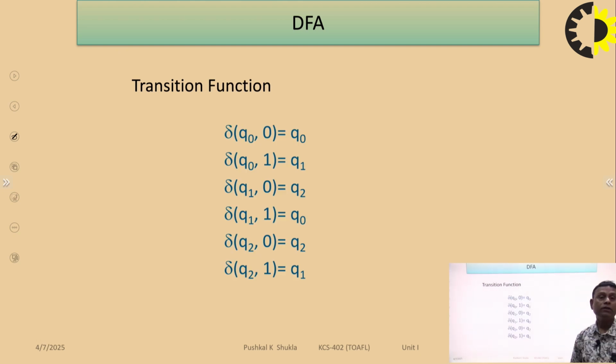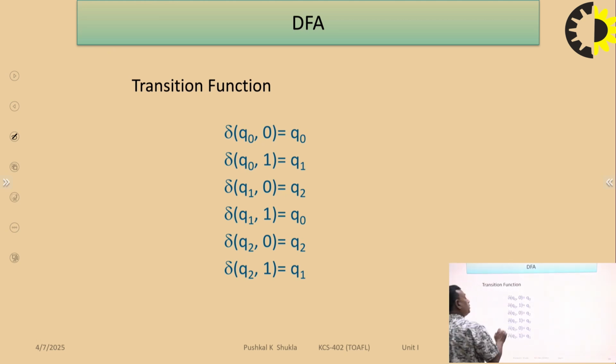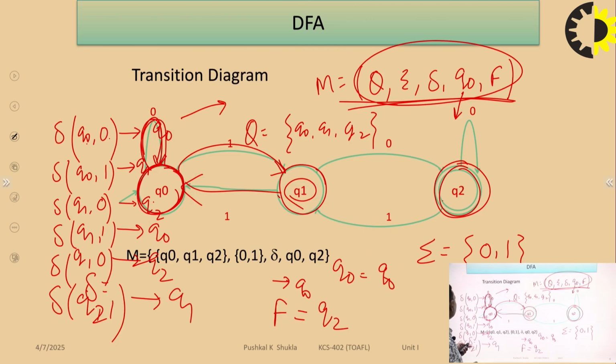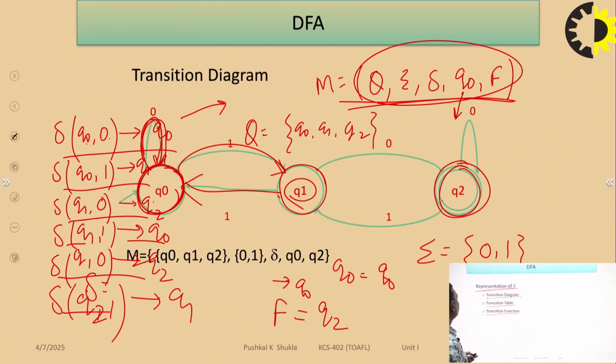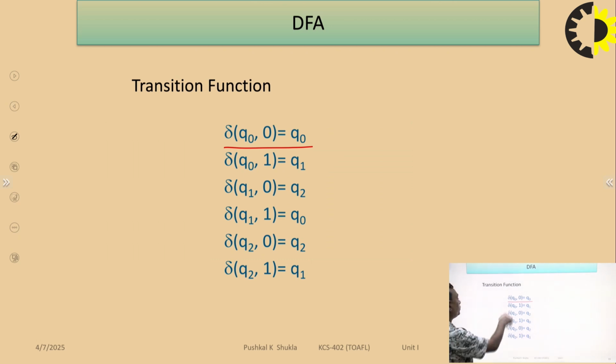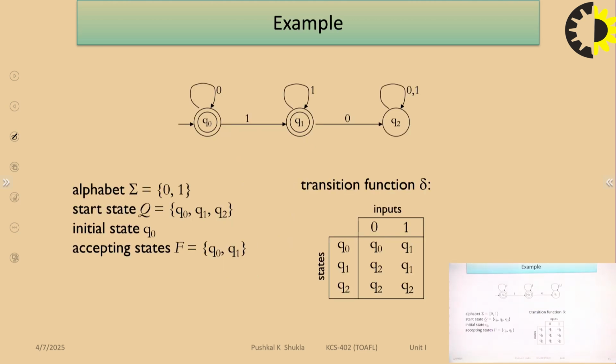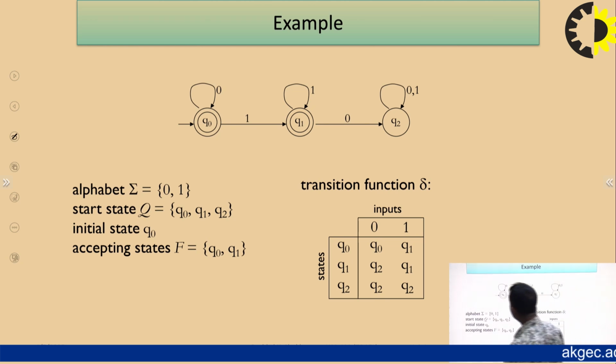Then the third representation by which a DFA can be shown is transition functions. So here we see through the transition, this is the way of representing through transition functions, already discussed.